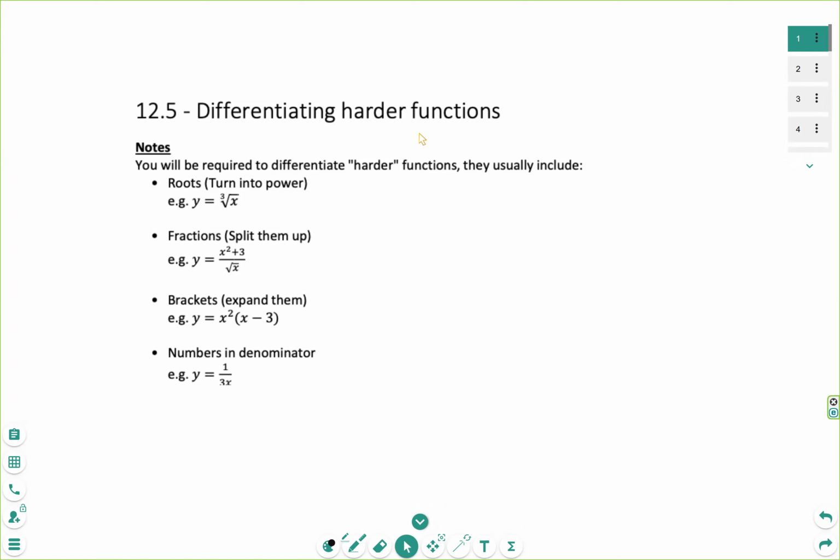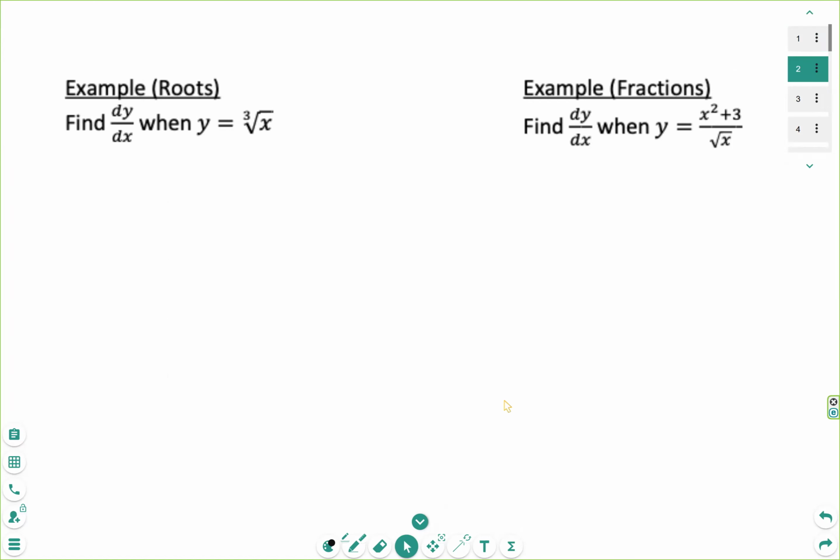First one is roots. For the roots, it's easier if we remember that to differentiate, we need a power. So we can change the cube root into a power of a third. You need to know your basic algebra quite nicely so you can differentiate. So x to the cube root means x to the power of a third.